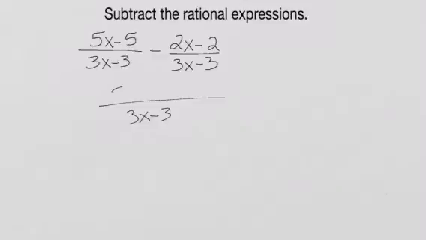But now, so we have the 5x minus 5, but now this negative is like negative 1, so we got to distribute it. So it's like negative 2x, and then negative times a negative will give me a positive 2. So you got to distribute that negative sign through, and now we combine like terms. So 5x minus 2x, well that's 3x. Negative 5 plus 2 is negative 3 over 3x minus 3.